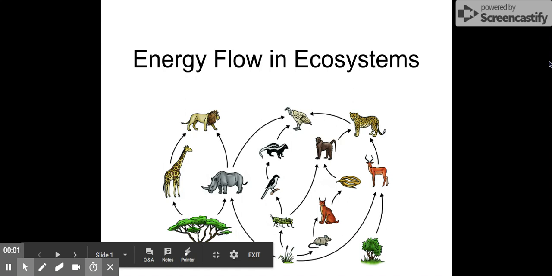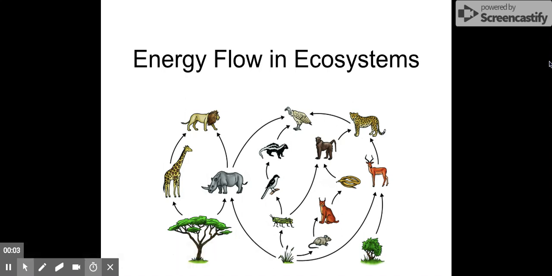During the biogeochemical cycles lecture, you learned that matter can move between living and non-living portions of the Earth. Energy is also able to move through ecosystems and gets transformed along the way. This flow of energy through ecosystems will be the focus of this video lecture.